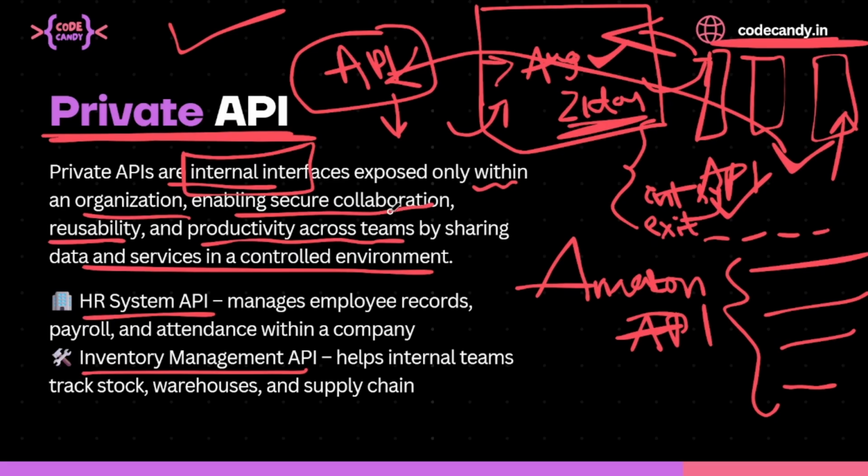Only that company's employees can use them. As soon as you are fired, you can't use those APIs, because you will lose access to them. Right?